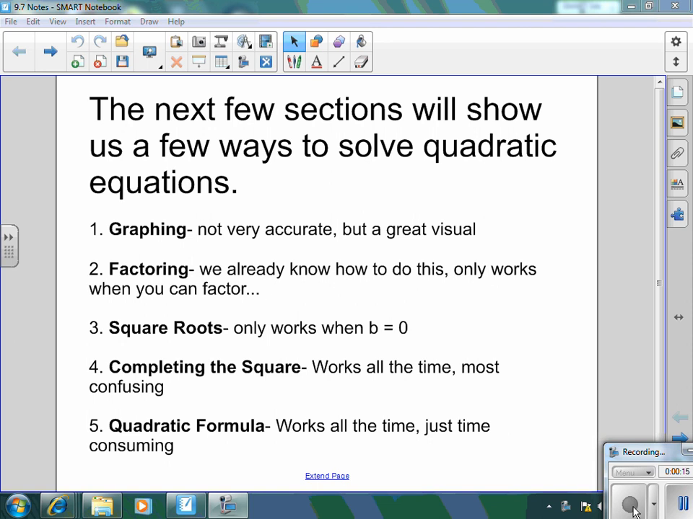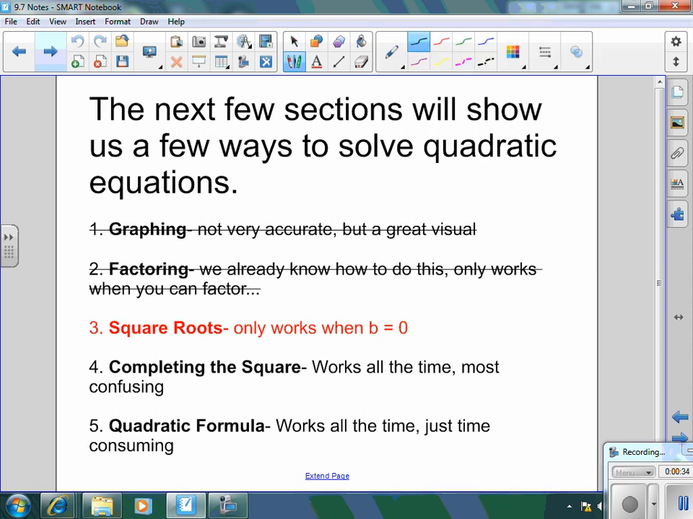Remember, graphing is not very accurate, but we can see exactly where the zeros are. Factoring, we can obviously only do it when it can be factored. Sometimes you can't find two numbers that add to make this and multiply to make that. Square roots' limitation is it only works when b is 0. Remember, we have y equals ax squared plus bx plus c. We can only take the square root when there's no bx term, when b equals 0.